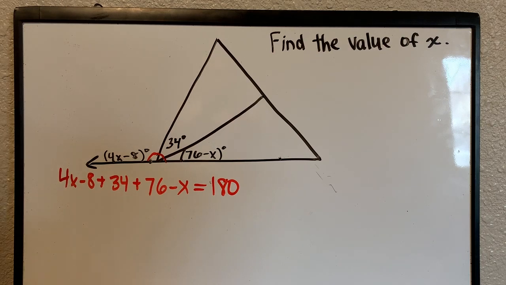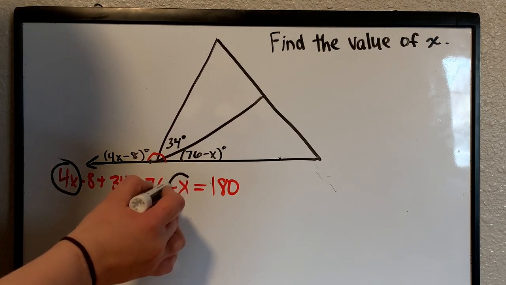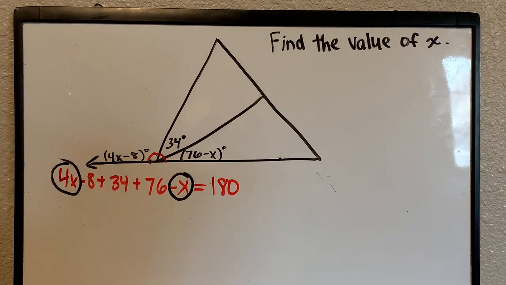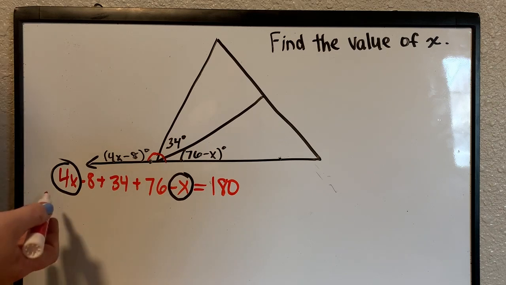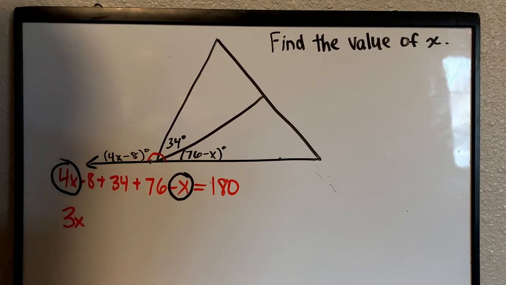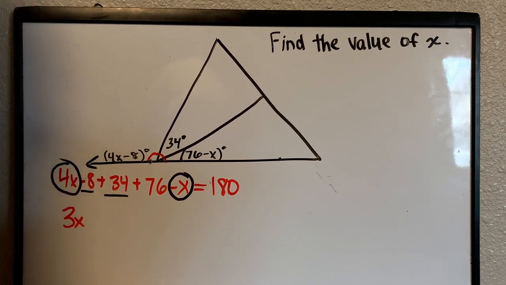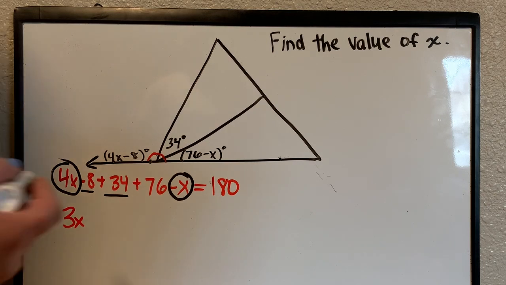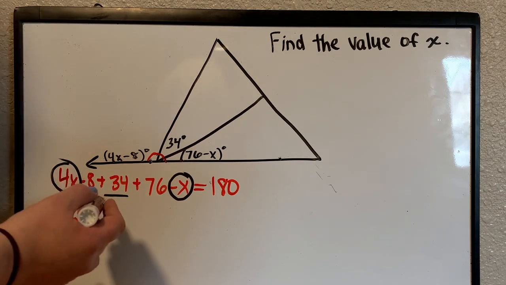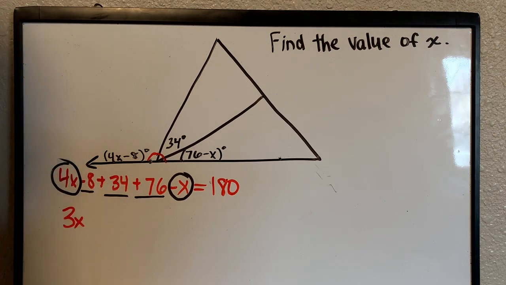So now I'm going to combine like terms. So I have 4x, and my other x term is a negative x, or a minus x. So 4x minus 1x is going to be 3 x's. Now I have my negative 8 plus 34. We can also do 34 minus 8 to combine those two. So 34 minus 8 is 26, and then we have 26 plus 76. 26 plus 76 is going to be 102.